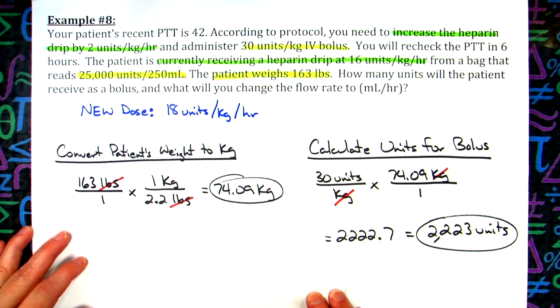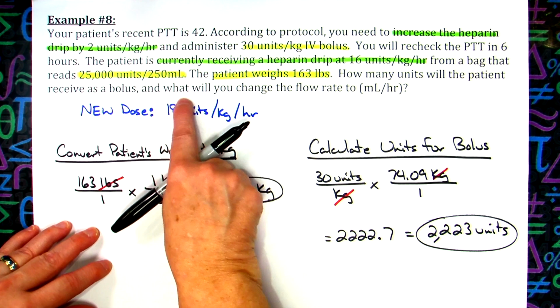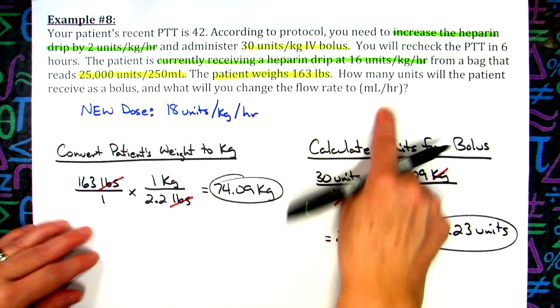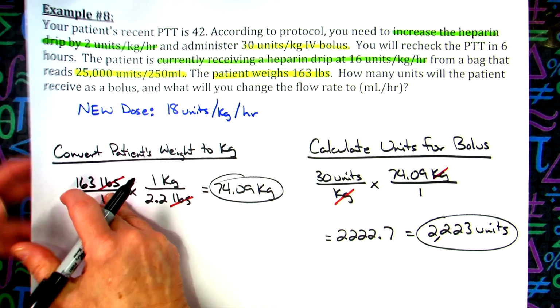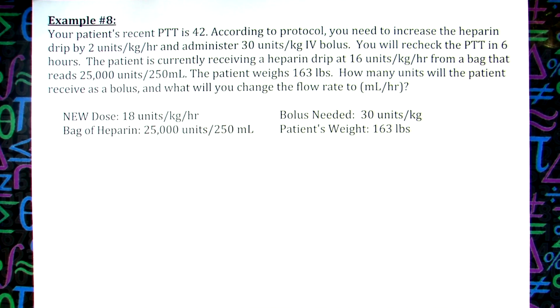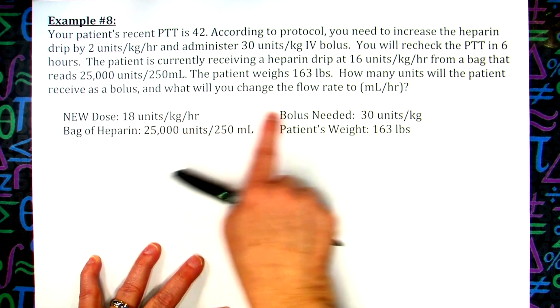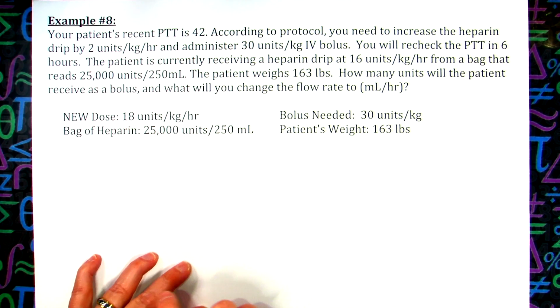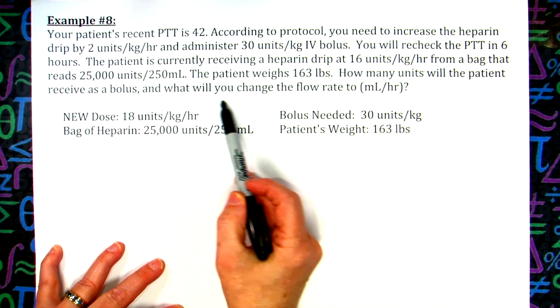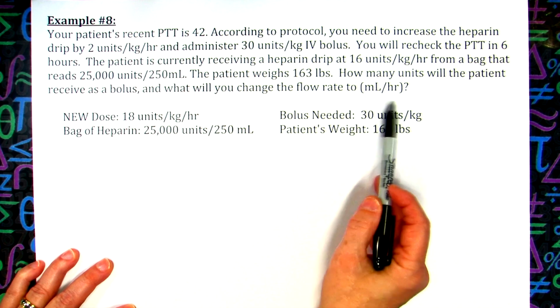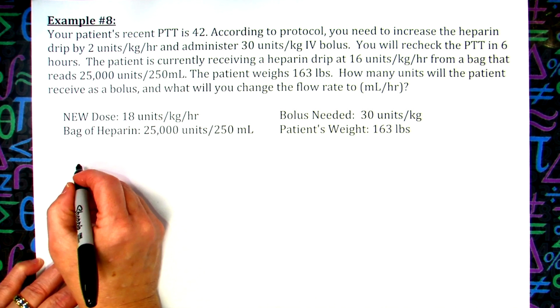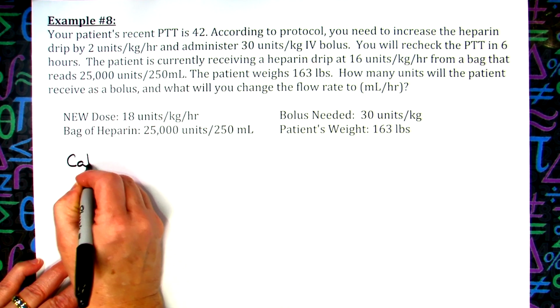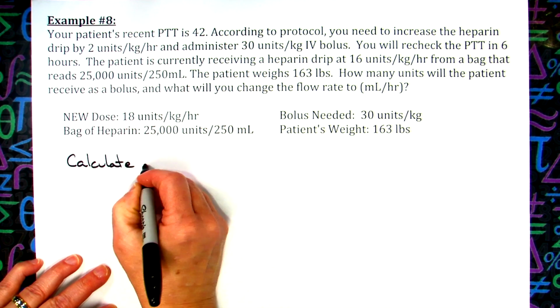Now we'll do the last part of the question. It says, what will you change the flow rate to? I'm going to go to a new piece of paper. We'll put some of this information that we have highlighted here up in front. On this piece of paper, I already had all the information pulled from the top. So, last part of the question, what will you change the flow rate to? We've got to go to milliliters per hour. So we're going to be calculating a new flow rate.